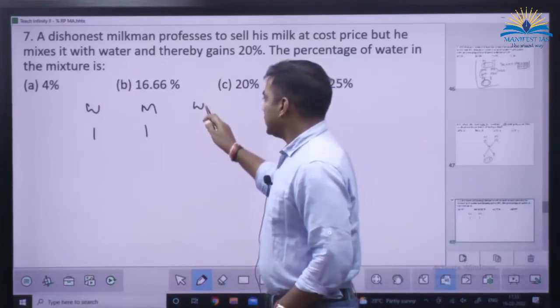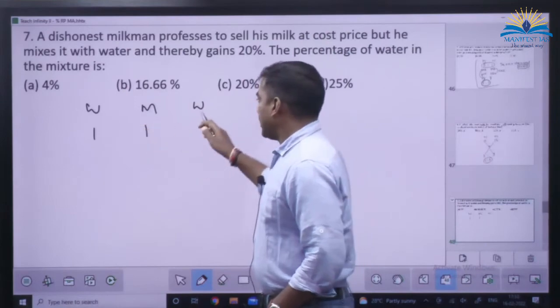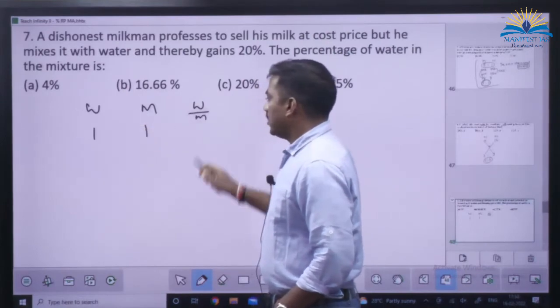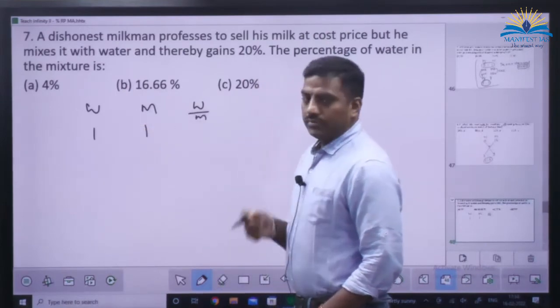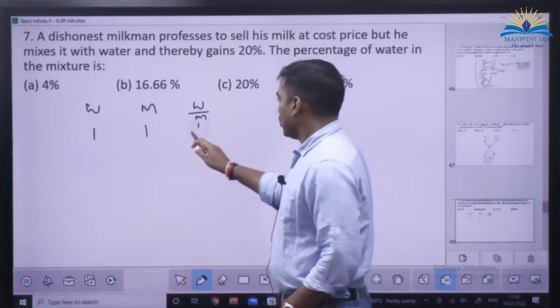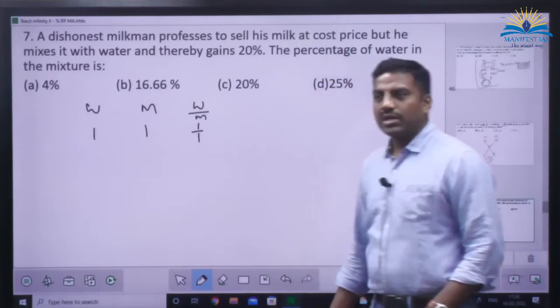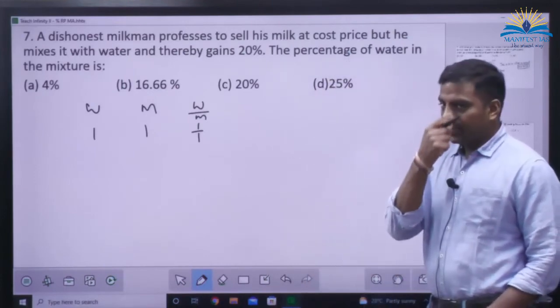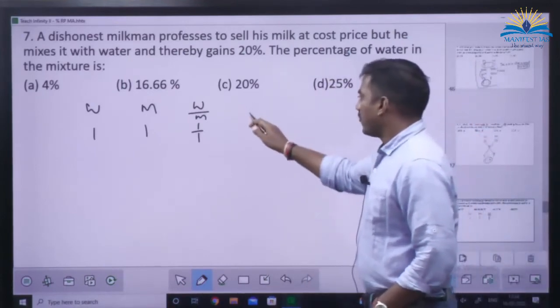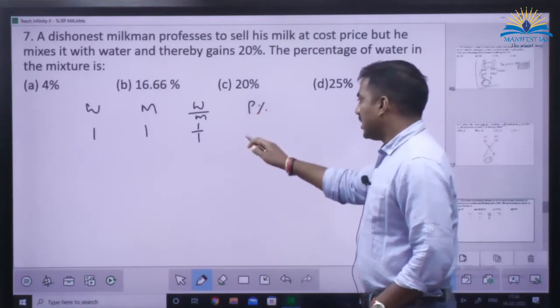How do you write this? I mean, W by M, how do you write? 1 by 1, in percentage terms. 1 by 1 is how much? 100%. So profit margin is 100%.